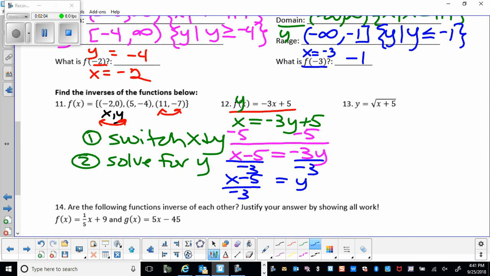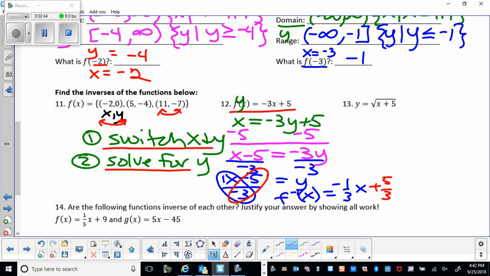And I can switch it around, and instead of y, I can say f to the -1 power, that means the inverse, equals, and I'll go ahead and write this in slope-intercept form, so that would be -1/3 x, and then the other thing I'm going to do is +5/3. I wanted to write that in slope-intercept form. All right. Two steps: switch the x and the y, and then solve for y.